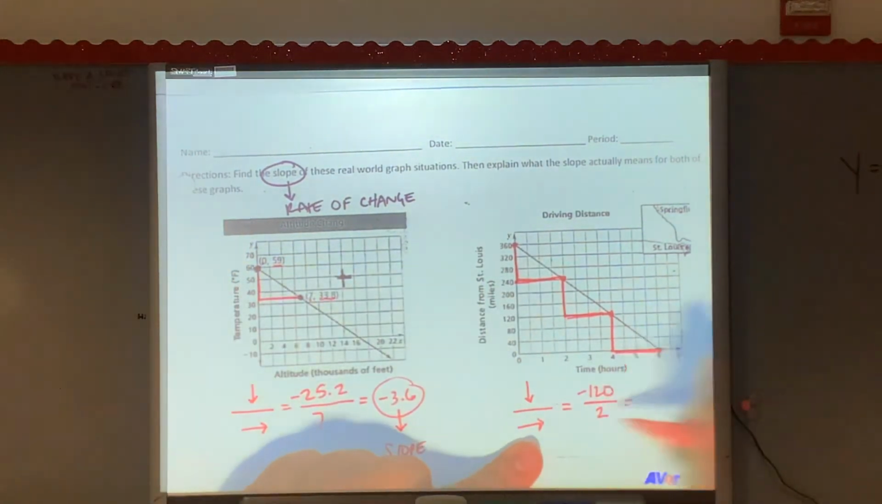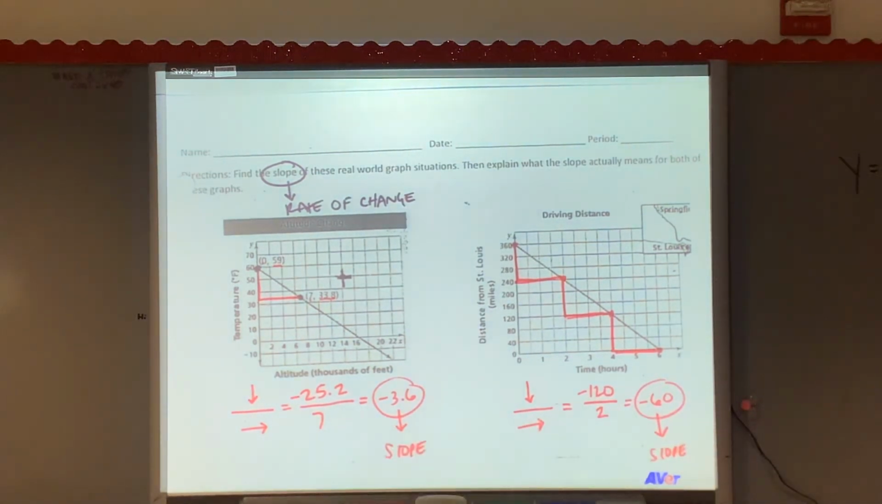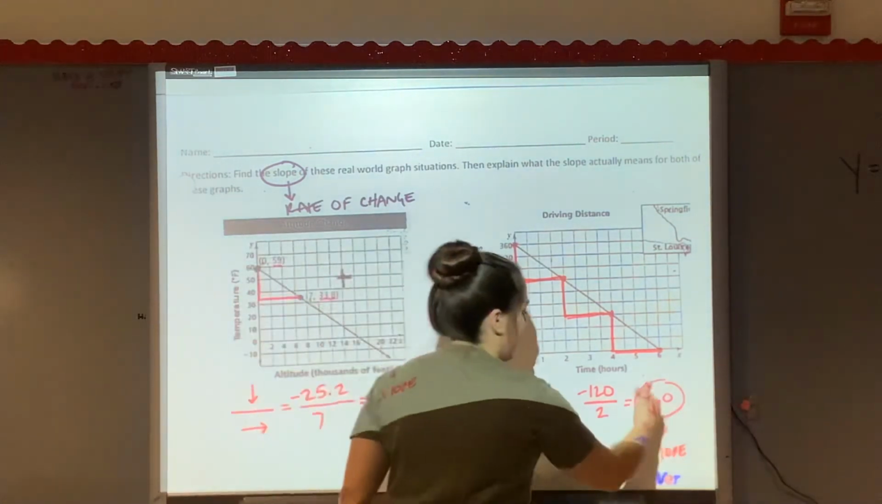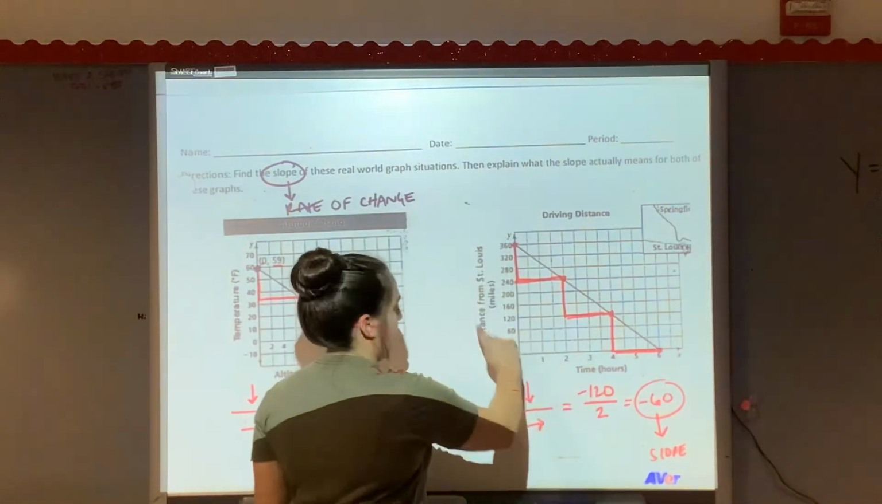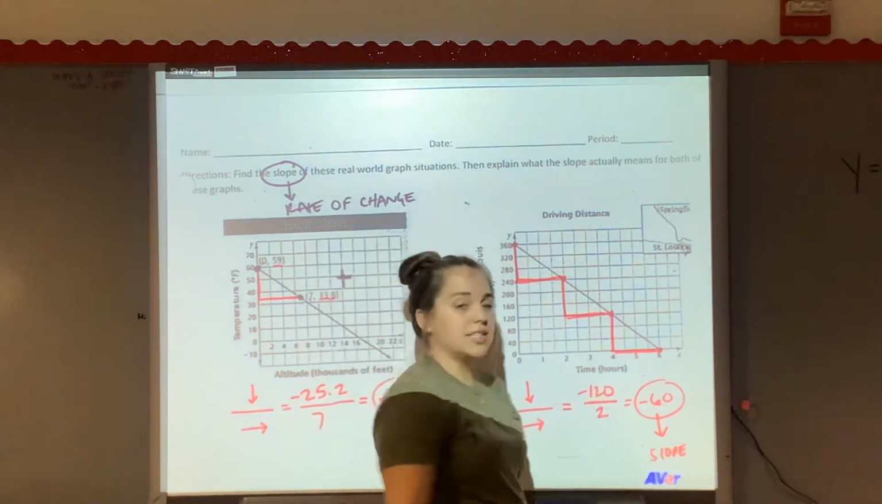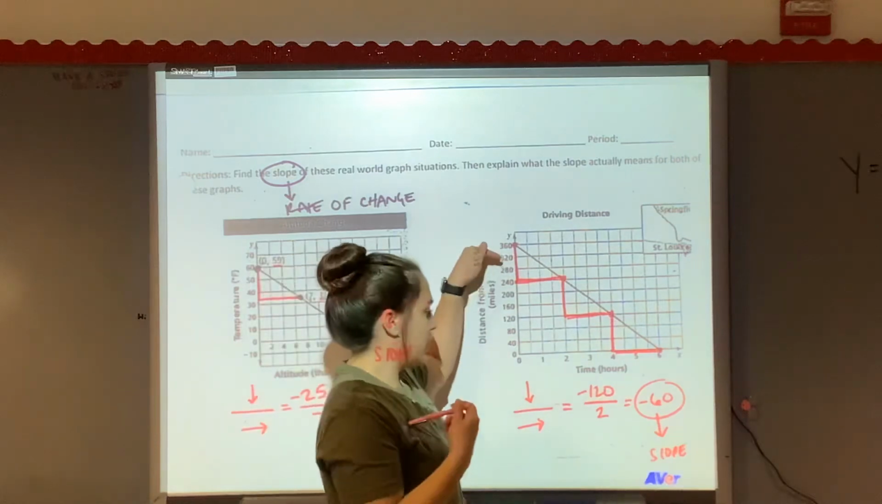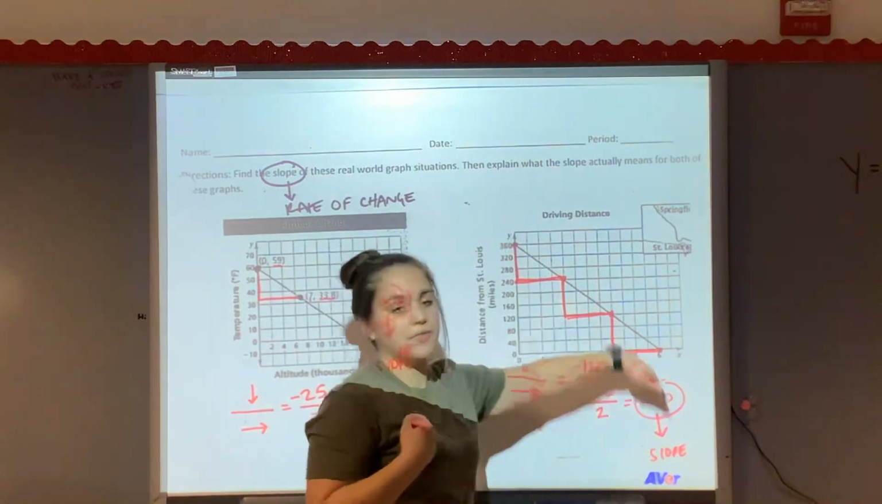So negative 120 divided by 2 is negative 60, and we just found our slope of this line. And again, this is rate of change. Remember, this is rate of change. So this rate of change tells me, if I were talking about miles per hour, they're going 60 miles per hour. That's a rate of change. But for us, we are going to consider it our slope of the line.